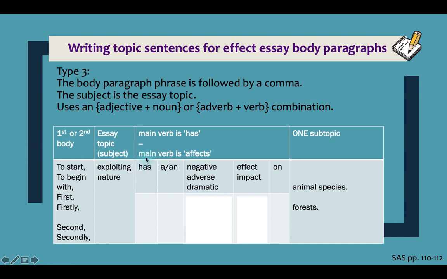The other way is our main verb is affects. And in this case, we're going to use this adverb verb combination. Secondly, exploiting nature adversely affects forests. Negatively affects forests. So this style uses has plus an adjective and noun, and this style uses an adverb and a verb, and the verb is affect. This is the only verb that you can use here.